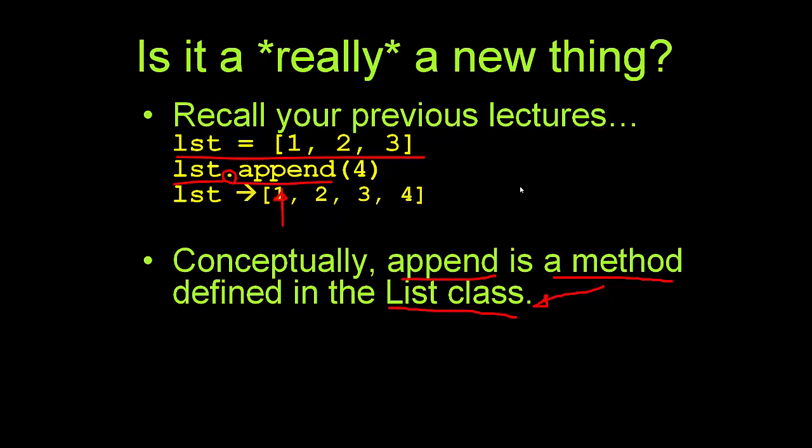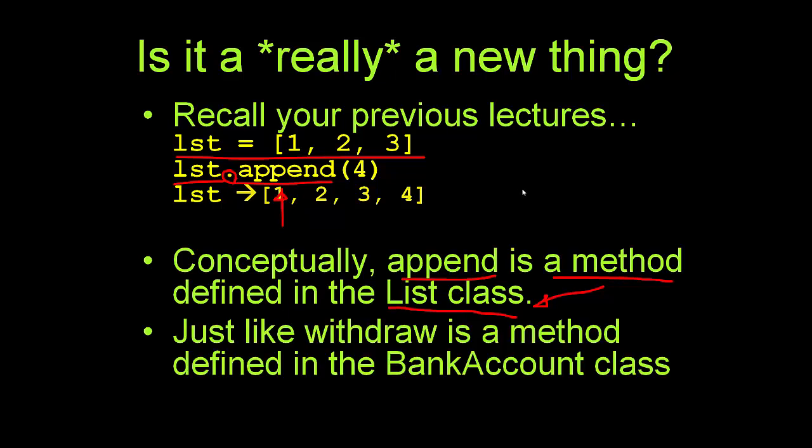The so-called new syntax that you've seen is not really new. You've just been using it earlier. You didn't really know that it's actually the OOP way of calling functions or methods. Hopefully now it's clearer. Just like withdraw is a method defined in the bank account, append is also a method that is defined inside this class.